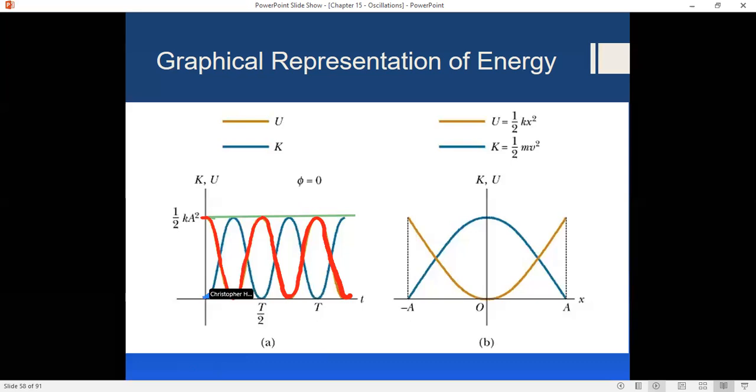So at maximum amplitude, it's not moving, it's turning around. As it approaches equilibrium, the kinetic energy is maximum. Here's our equilibrium point. Our kinetic energy is maximum because it's traveling the fastest. And we can see how that traces out. And again, as long as we don't lose any energy, this will go on repeatedly. So this is graphing energy as a function of time.